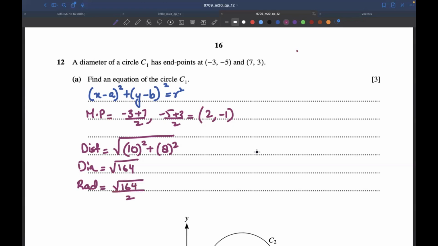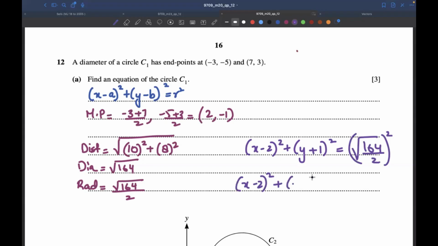Finally, we can write the equation as (x minus 2) squared plus (y minus minus 1), we'll make it a plus 1, is equal to (square root of 164 upon 2) whole squared. Simplifying this, the final answer will be 164 upon 2 squared is 4, so that will be equal to 41. 164 upon 4 is 41.